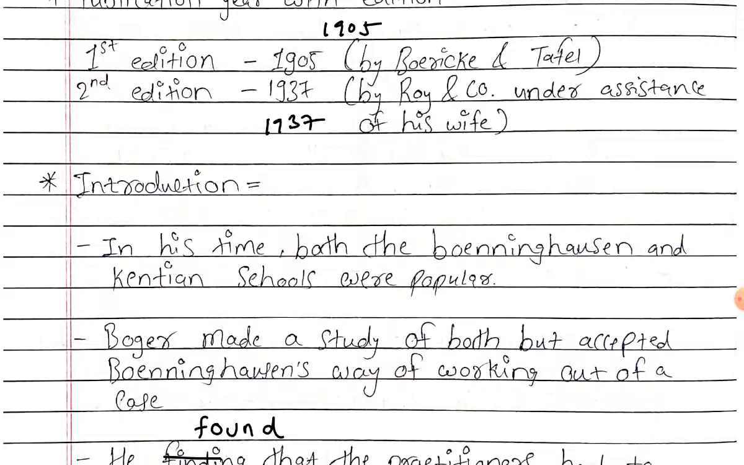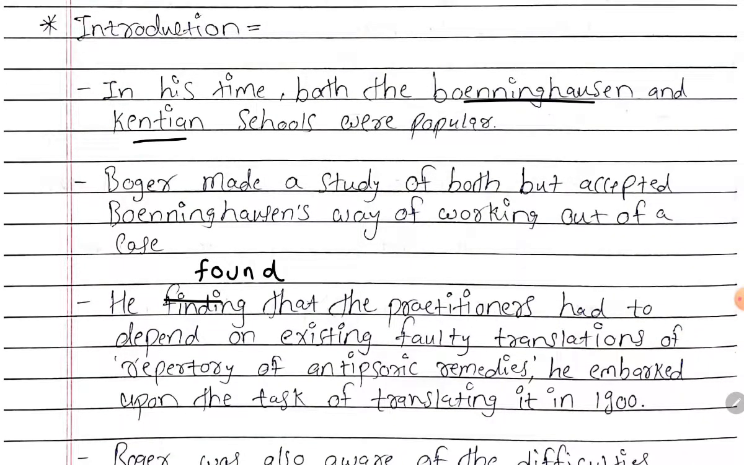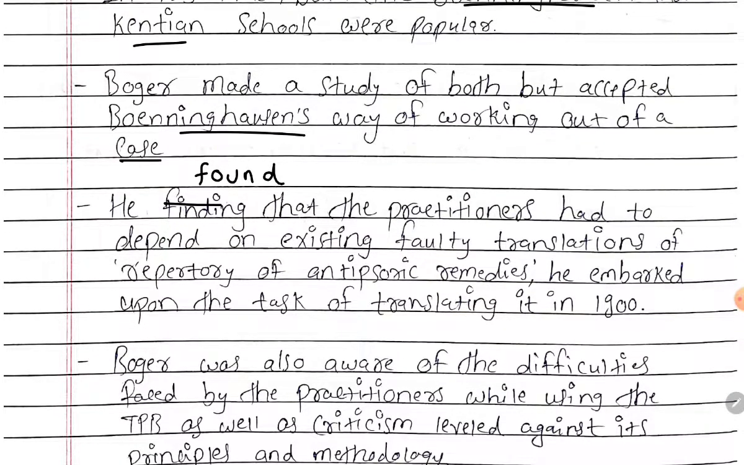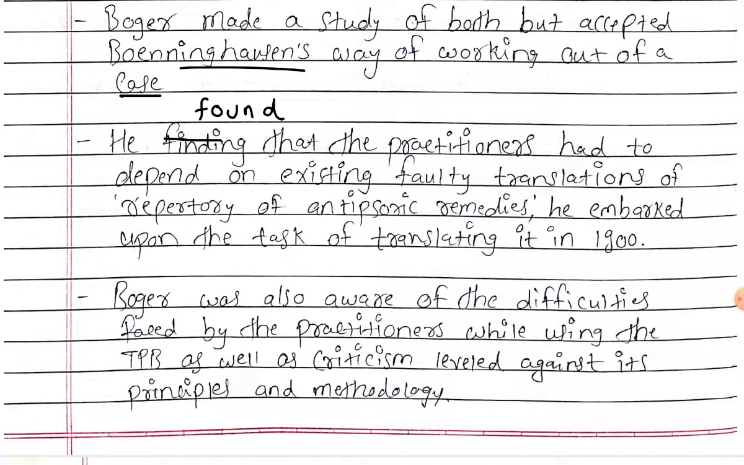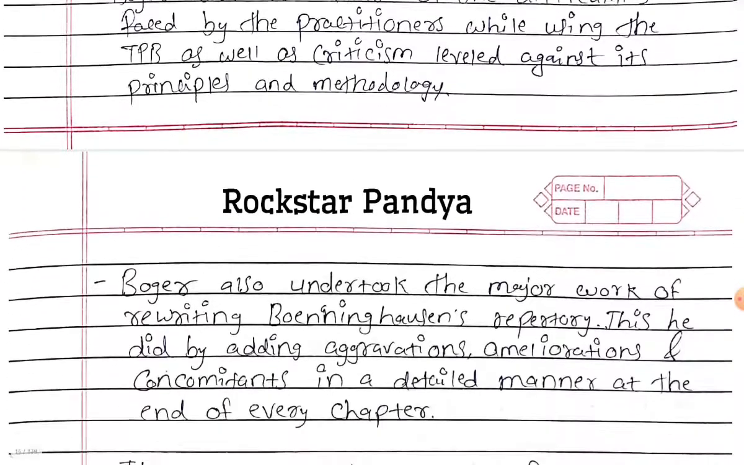Now let us look into the introduction. In his time, both the Bonninghausen and the Kentian schools were popular. Boger made a study of both but accepted Bonninghausen's way of working out a case. He found that the practitioners had to depend on existing faulty translations of the repertory of antipsoric remedies. He embarked upon the task of translating it in 1900. Boger was also aware of the difficulties faced by the practitioners while using the TPB, which is the Therapeutic Pocketbook, as well as criticisms leveled against its principles and methodology.